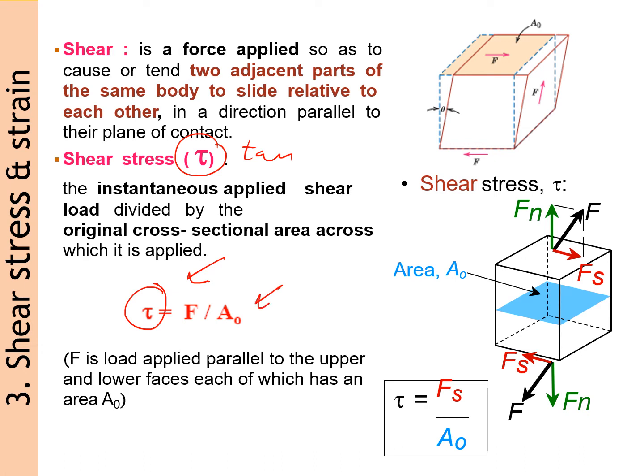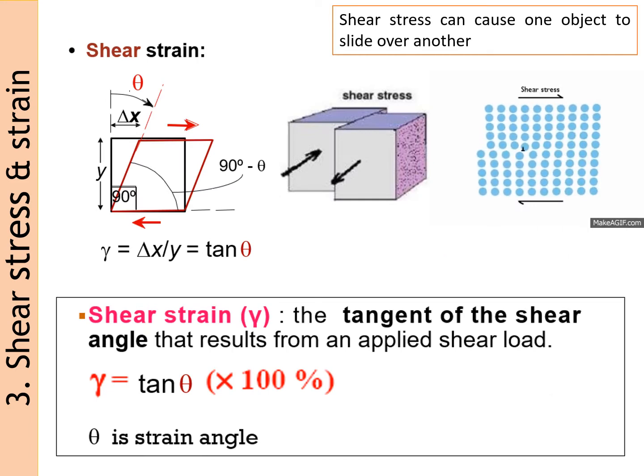F is a load applied parallel to the upper and lower faces, each of which has the area involved. This is the common formula. For a test performed using a pure shear force, the shear stress tau is computed using this formula, where S represents the shear. And for the strain, we call it the shear strain, denoted by gamma.